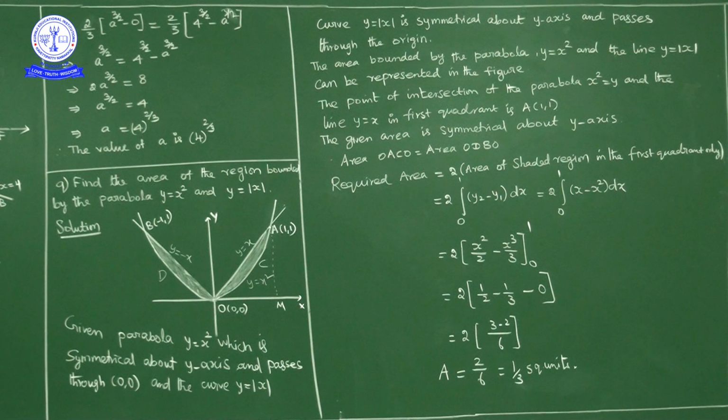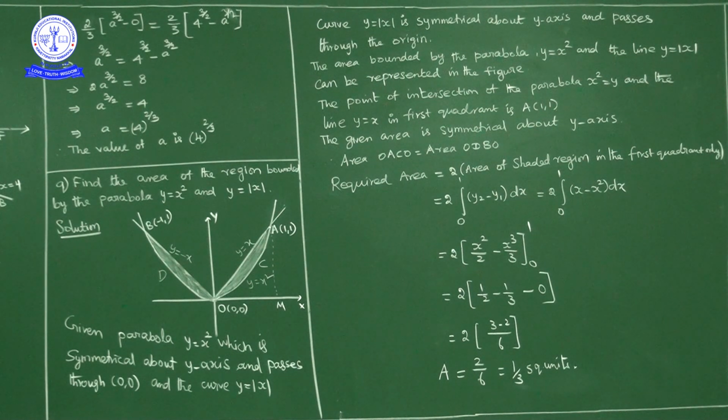Now the question is to find the area of the region bounded by the parabola and y is equal to mod x. The parabola is y is equal to x square, and the modulus function is y is equal to mod x. The given parabola y is equal to x square is symmetrical about the y axis and passes through the origin, and the curve y is equal to mod x is also symmetrical about the y axis and passes through the origin.